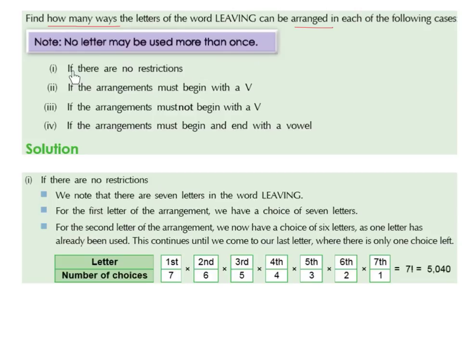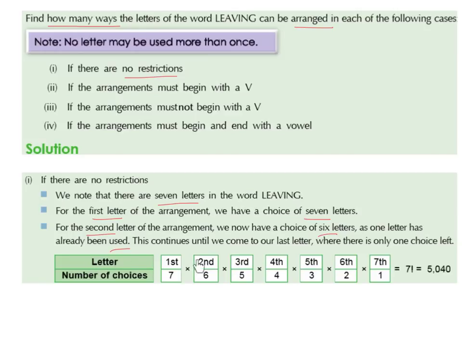So let's look at part 1, if there are no restrictions. If there are no restrictions, we note that there are 7 letters in the word leaving, L-E-A-V-I-N-G, 7 letters. For the first letter of the arrangement, we have a choice of 7 letters. For the second letter of the arrangement, we now have a choice of 6 letters, as 1 letter has already been used. This continues until we come to our last letter, where there is only 1 choice left.